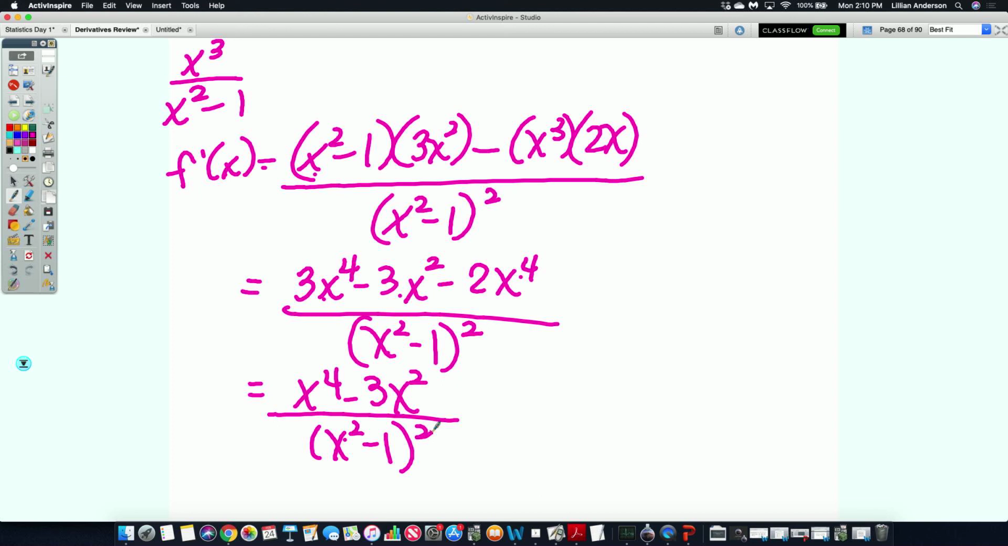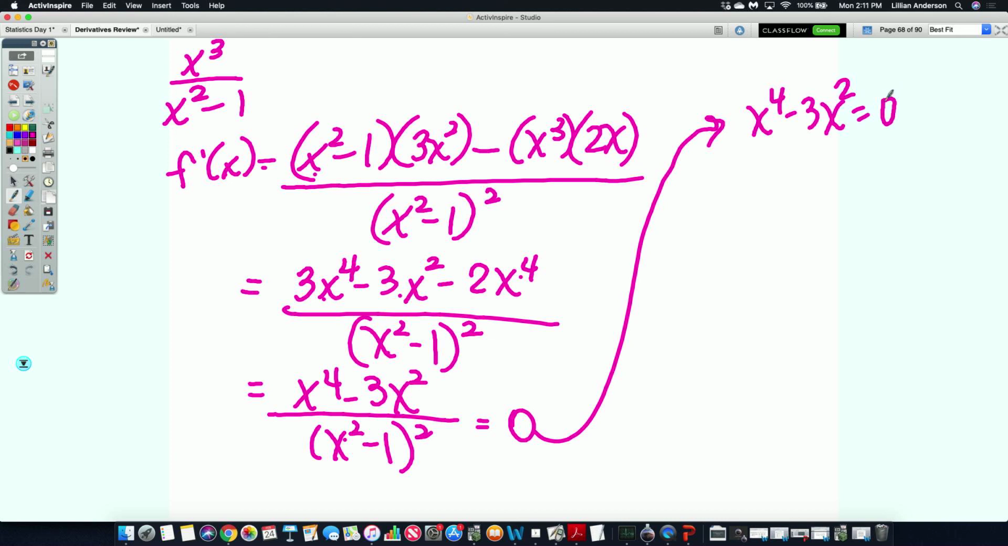So then I'm going to continue by setting the derivative equal to 0. Since this is a rational function, I'm basically setting the numerator equal to 0. So x to the 4th minus 3x squared is equal to 0. I can divide everything by an x squared, right? I cannot divide everything by x squared because of the subtraction. What do I do instead?